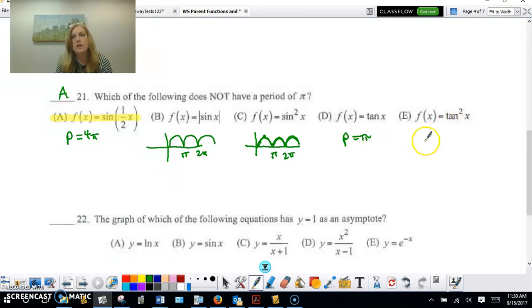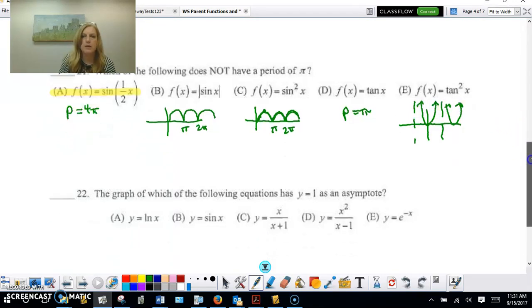Tangent squared, when you are flipping that one or squaring that one, the positive side would be a little bit more stretched up. The negatives will flip and come up like this, but notice it's still going to have a period of pi because in between the asymptotes. So all of these have a period of pi.